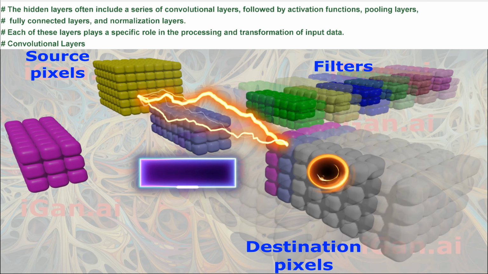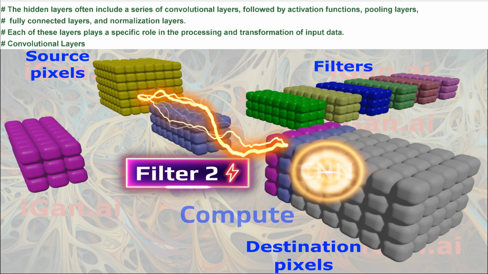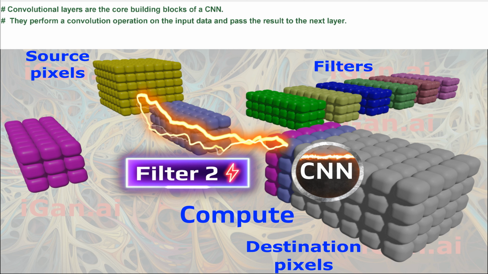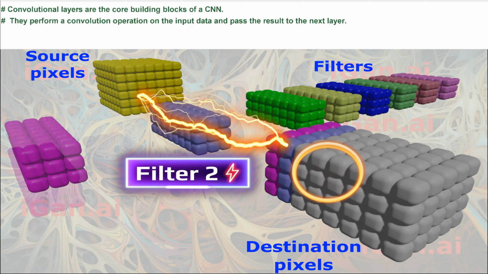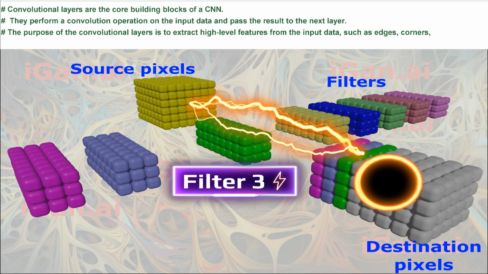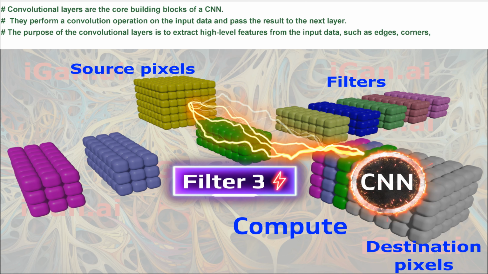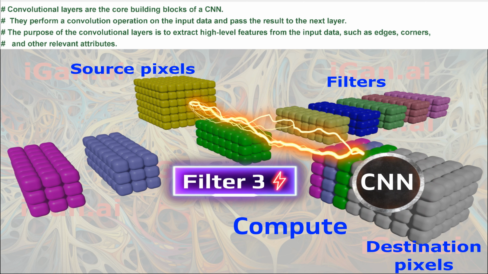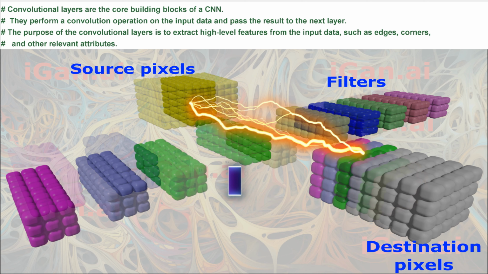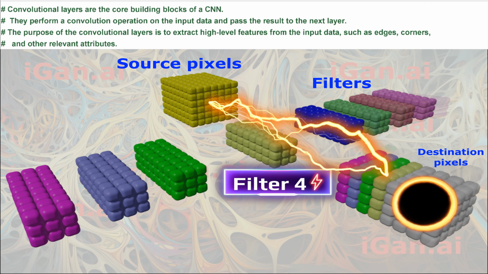Convolutional layers. Convolutional layers are the core building blocks of a CNN. They perform a convolution operation on the input data and pass the result to the next layer. The purpose of the convolutional layers is to extract high-level features from the input data, such as edges, corners, and other relevant attributes.